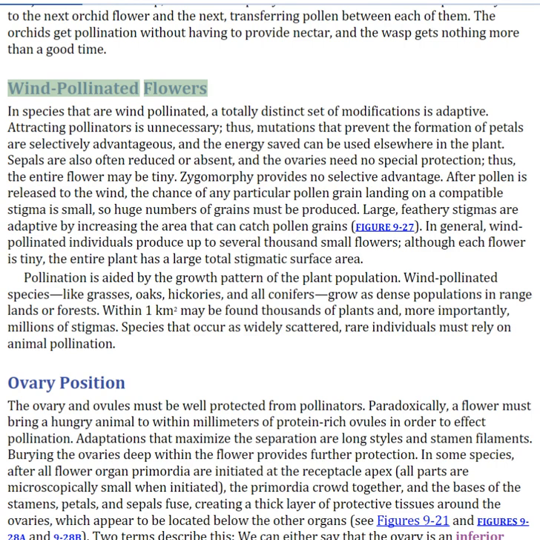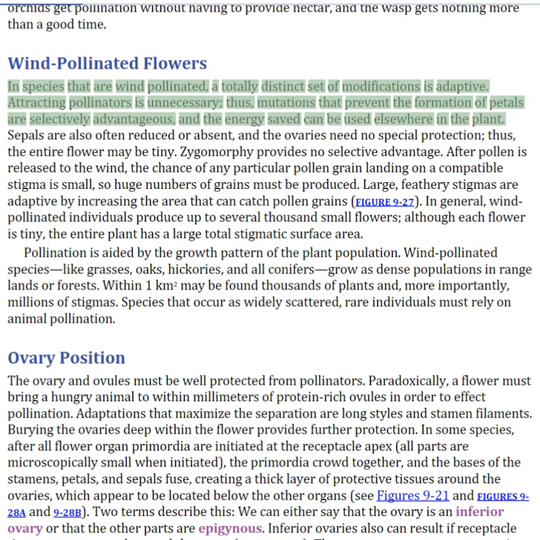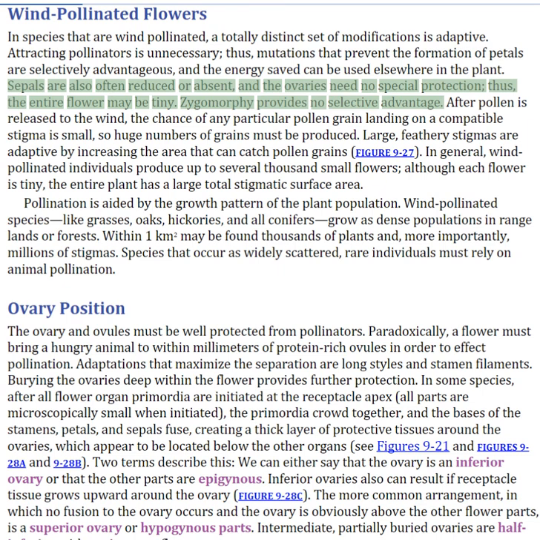Wind-pollinated flowers. In species that are wind-pollinated, a totally distinct set of modifications is adaptive. Attracting pollinators is unnecessary, thus mutations that prevent the formation of petals are selectively advantageous, and the energy saved can be used elsewhere in the plant. Sepals are also often reduced or absent, and the ovaries need no special protection, thus the entire flower may be tiny. Zygomorphy provides no selective advantage.